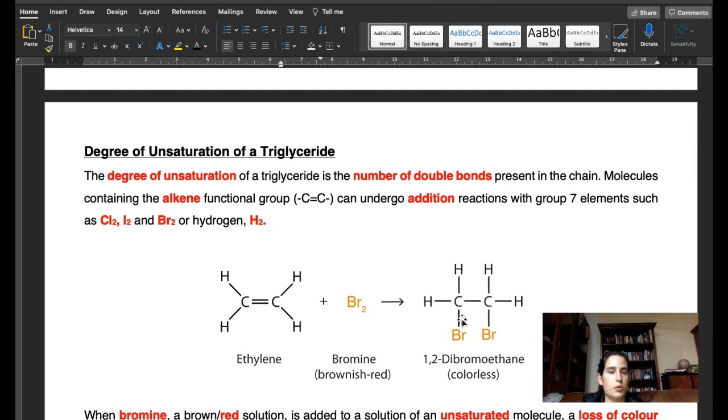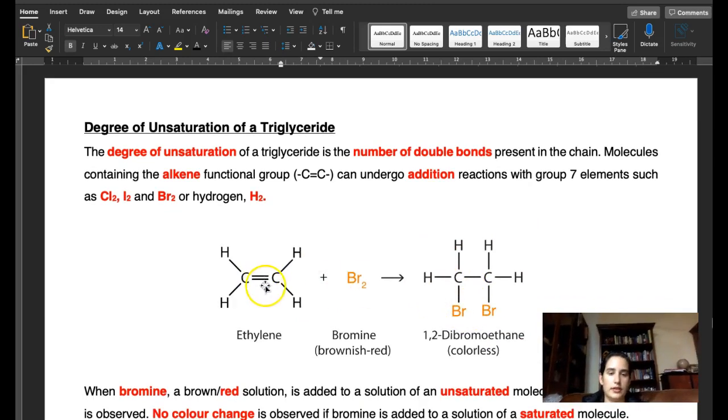Now, we can actually quantitatively measure the degree of unsaturation, and that's measured by the number of double bonds that are present. So if we have any alkene, we should know this from before, we can add in group 7 elements. So we can add in bromine, we can add in iodine, we can add in chlorine, and we can add in hydrogen. When we add them in, we get this structure here. So we remove the double bond. As you can see, the double bond's gone, and we've replaced it with 2 bonds to 2 Br atoms.